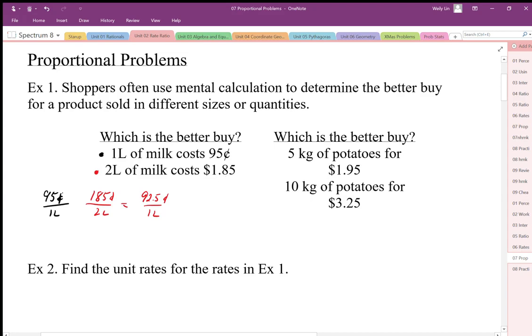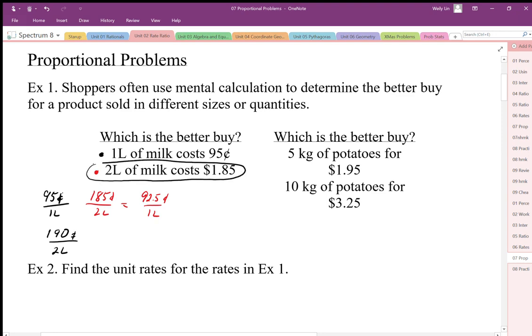So we could do it as unit rates. What we could also do is compare the 2 liter rates as well. So instead of 95 cents for 1 liter, I can times by 2 and use 190 cents for 2 liters. And then I can compare those two rates. Either way, we can see that the 2 liter milk is the better buy.